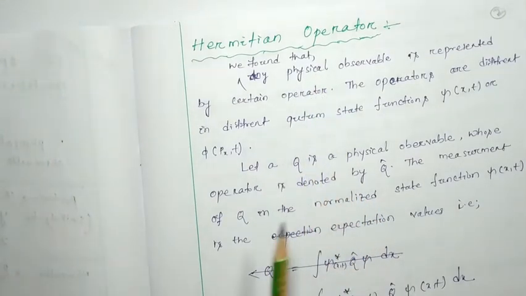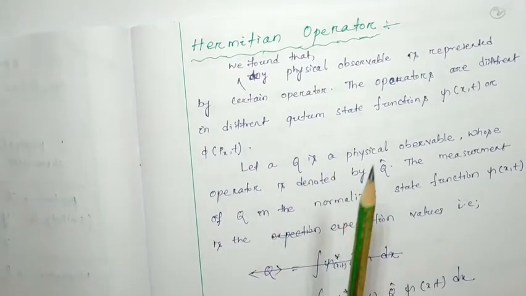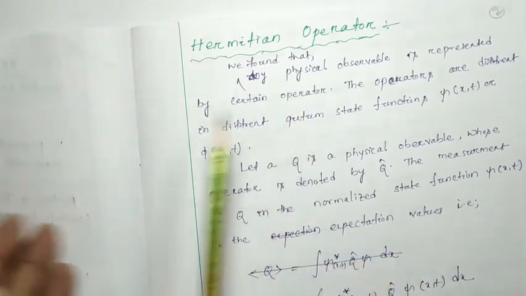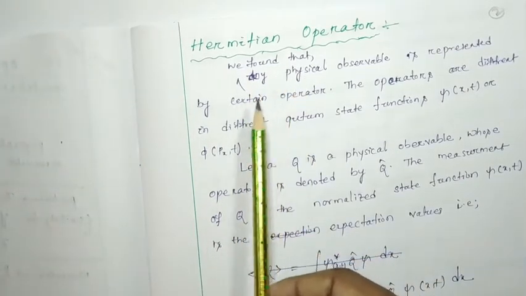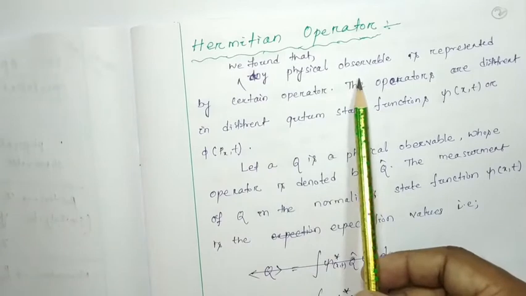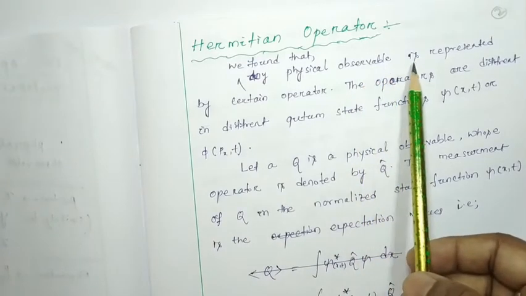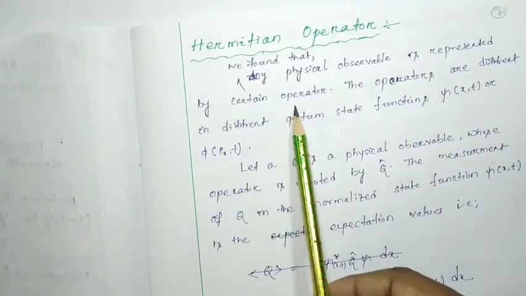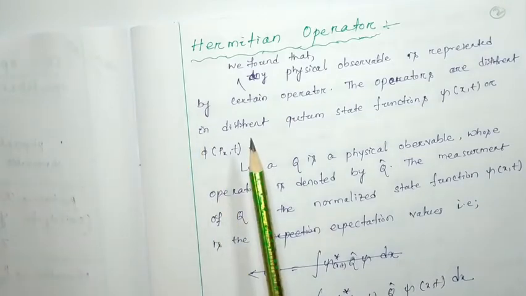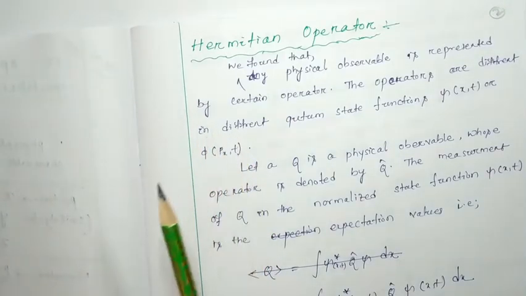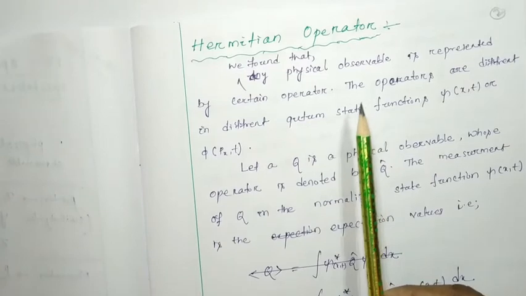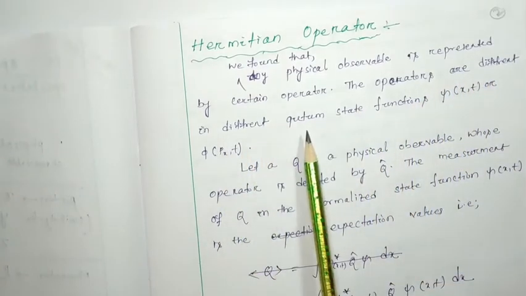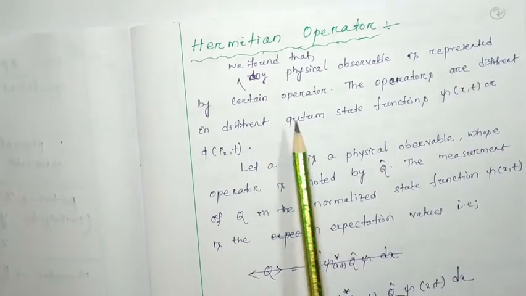Here is the Hermitian operator that we are going to discuss. First, from whatever we have discussed, we found that any physical observable quantity is represented by a certain operator. That may be position, momentum, kinetic energy, potential energy, or total energy. The operators are different in different quantum states.